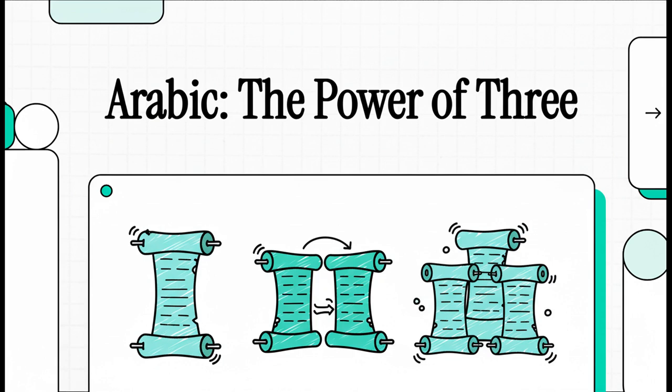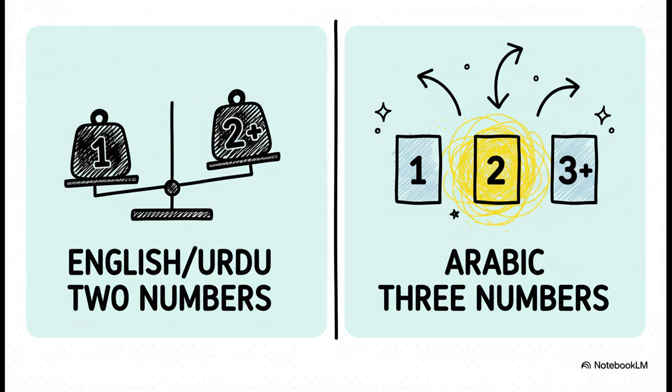It's got this amazing feature that goes way beyond the simple singular and plural that you'd see in English or Urdu. It's a whole different way of thinking about numbers. So check this out. In English or Urdu, it's pretty simple, right? You've got one thing, that's singular. You have two or more things, that's plural. Easy. But Arabic throws in this incredible middle category.